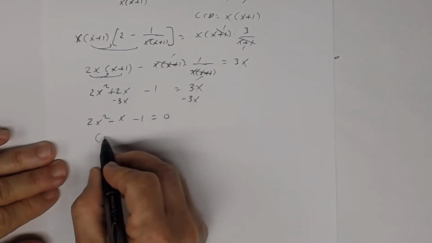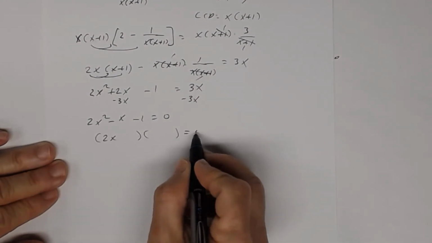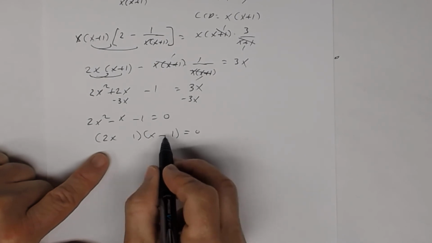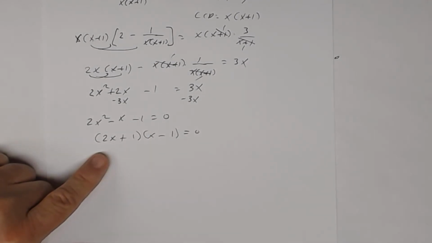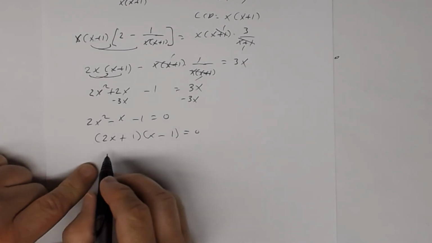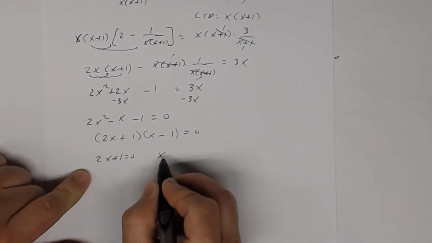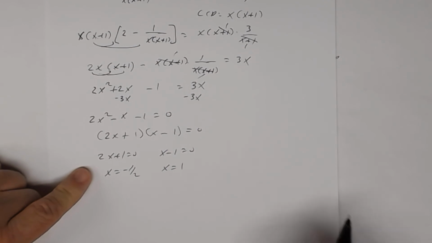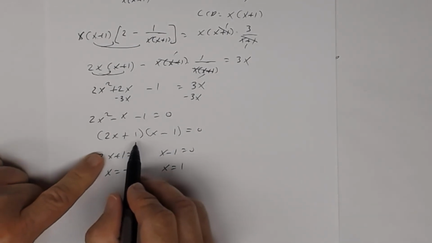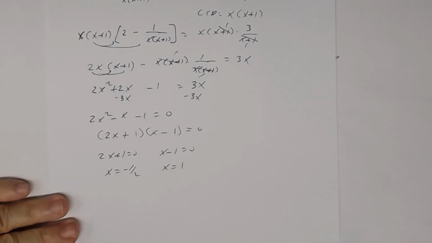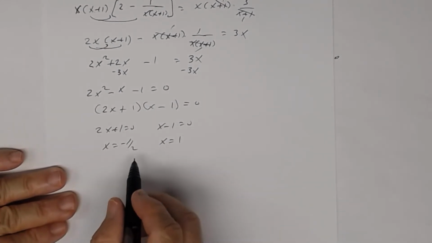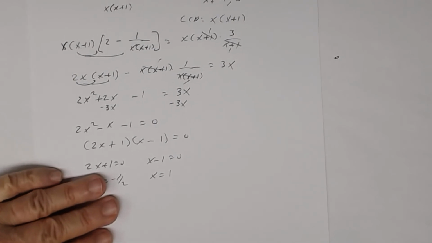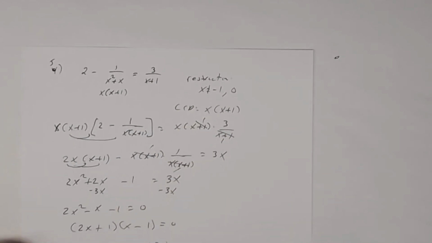So when I factor, I get 2x, let's see, x, and I need this to be 1, this to be 1, and this one's going to be the one that's negative, and this is positive. And so when I set each factor equal to 0, I get 2x plus 1 equals 0, x minus 1 equals 0, so x is negative 1 half, x is 1, right? Oops. Did I do this correctly? Yep. All right. And so you need to look at these proposed solutions and ask yourself, are any of these proposed solutions restrictions? Are any of these proposed solutions restrictions?